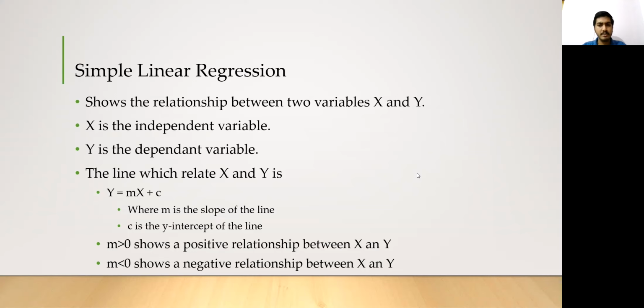Here, m is the slope of the line. A positive value of m shows a positive relationship between x and y. When x increases, the corresponding value of y also increases. And a negative value of m shows a negative relationship between x and y, that is, when x increases, the value of y decreases. The c term in the equation y equals mx plus c represents the y-intercept of the line, the point where the line intersects the y-axis. It generally shows the value of y when the independent variable x has the value 0.